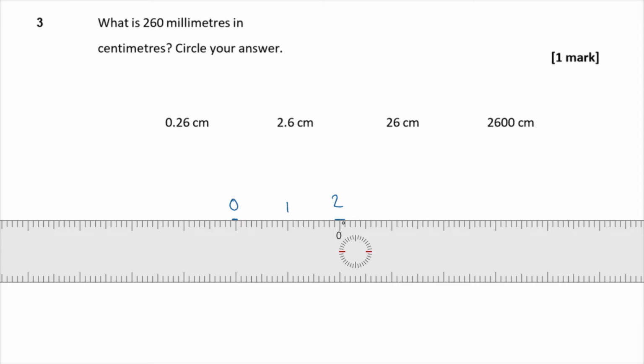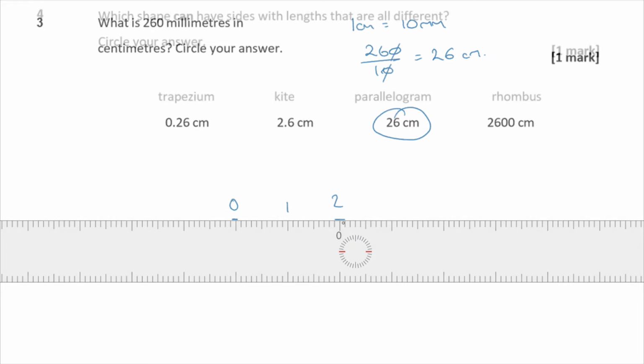So if you want to convert from millimeters into centimeters, you need to know that 1 centimeter is equivalent to 10 millimeters, just as it is on your ruler. So if I take 260 and I divide it by 10, that's going to leave me with 26. It's equal to 26 centimeters. It's that one there.